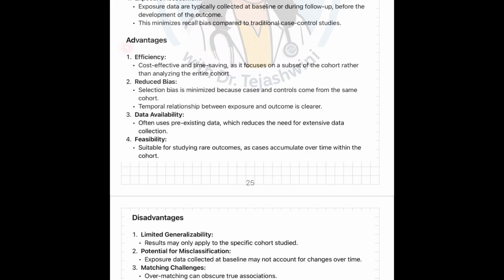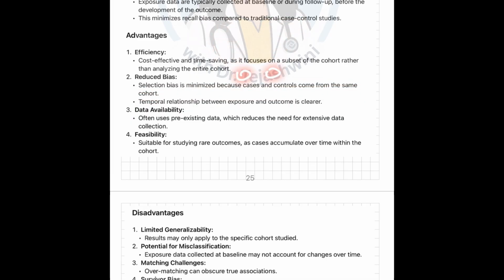Advantages of nested case control studies. Efficiency. One of the major advantages of a nested case control study is its efficiency. It is cost-effective and time-saving because you only analyze a subset of the cohort rather than the entire group. By focusing on just the cases and controls, this study design reduces the resources required for data collection. Reduced bias. Since cases and controls come from the same cohort, selection bias is minimized. Additionally, the temporal relationship between exposure and outcome is clearer because we already know when the cohort was exposed and the outcome developed later.